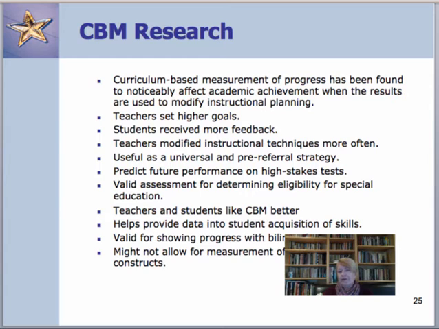Teachers tend to modify instructional techniques more often when they're using curriculum-based measures, because again, they can graphically see whether the student is making progress or not, and it comes back to the teacher. If the student is not making progress, the teacher needs to change. They need to modify something about what it is that they're doing. It's a useful pre-referral strategy. So let's talk about that a little.